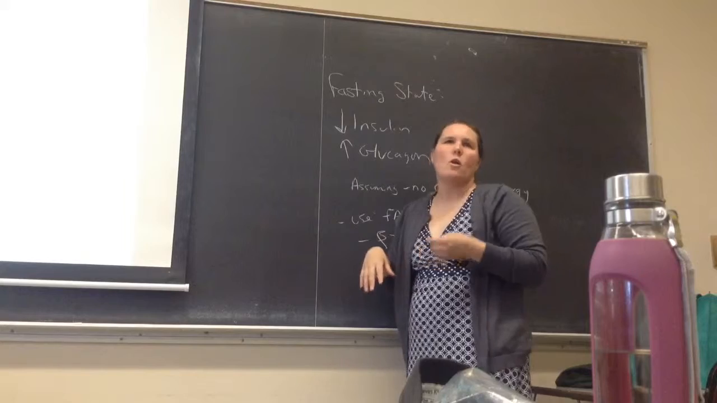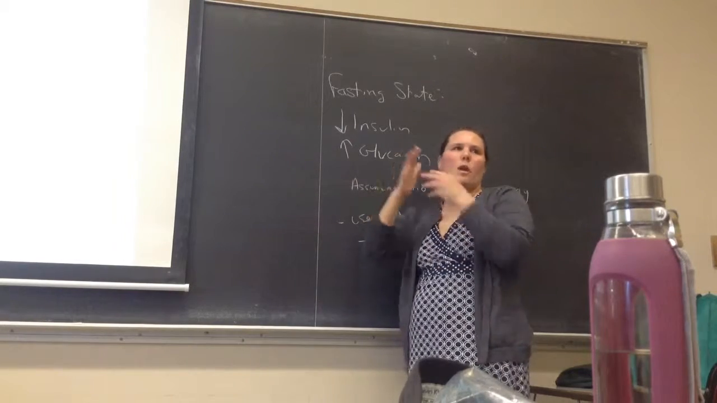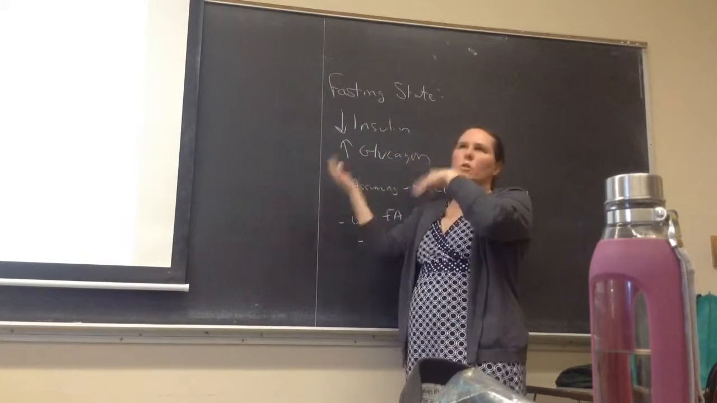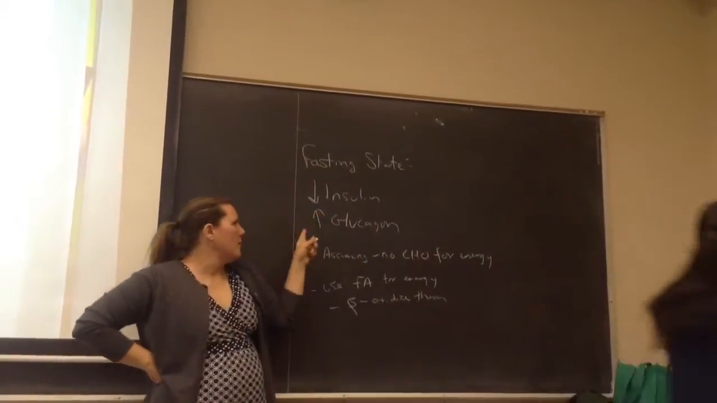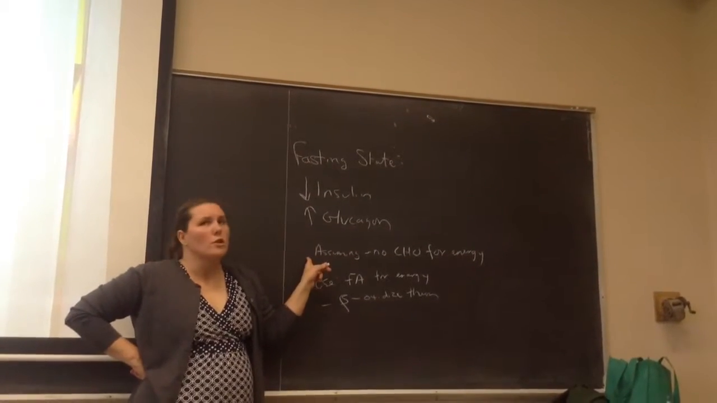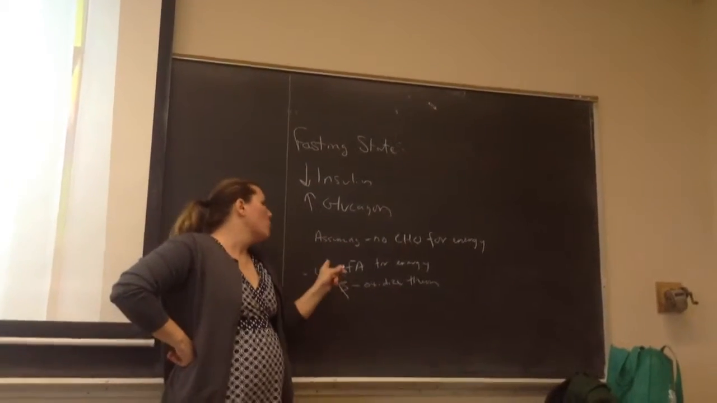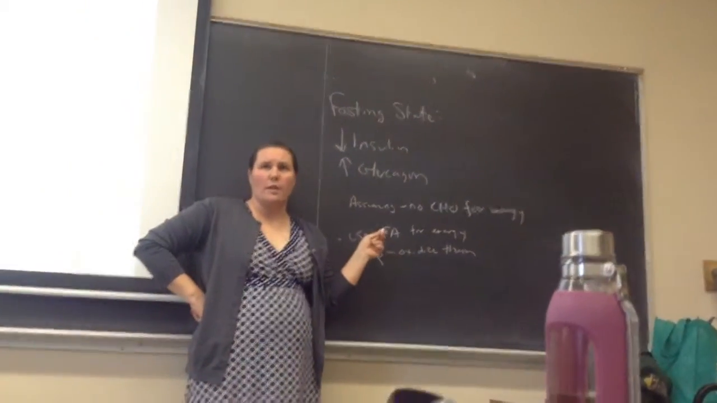We're not going to do, okay, how do we oxidize a 16 carbon? I'm not going to make you go, okay, 7 more times we're going to do this enzyme, and 3 more times we're going to do this. I want you to really understand this. Lower amount of insulin, higher amount of glucagon. We don't have a lot of carbohydrate for energy. We're going to use fatty acids for energy.